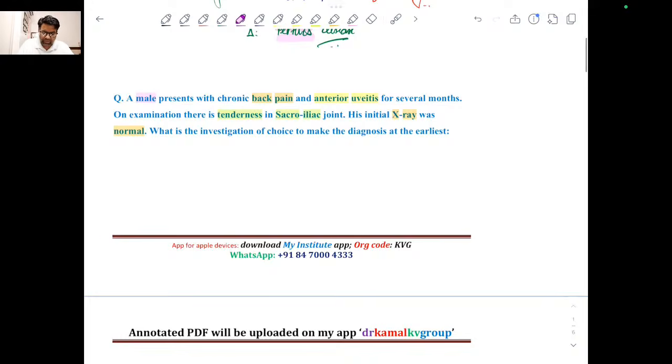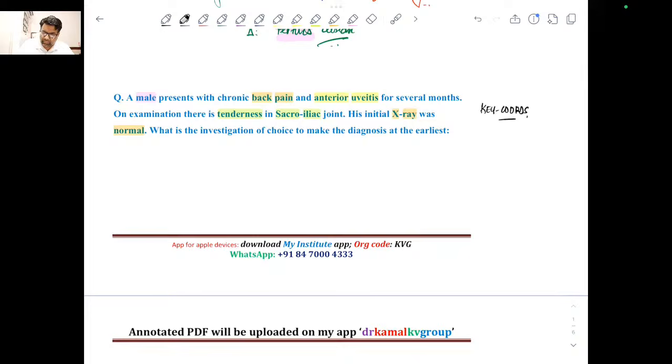Again we can write the keywords first. So the patient is a male having low back pain, okay, chronic low back pain, and then what else is given? Anterior uveitis. Now this is very classical. The moment you see a male patient with low back pain and anterior uveitis, I think this is classical to make a diagnosis. But we will write another feature also, that is tenderness in the sacroiliac joint.